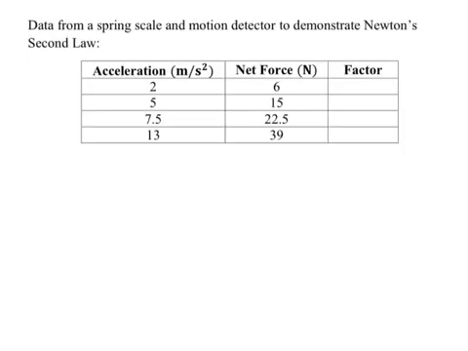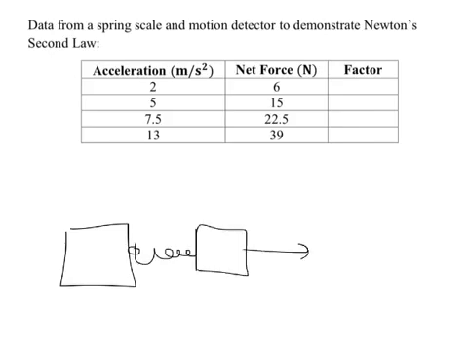So let's take a look at data from a spring scale and motion detector. Imagine we have an object and there's some sort of a hook on the end of the object. Into the hook we hook in what's called a spring scale with a reader with an output, and then we apply a force this way. So we're able to measure how much force it is, and at the same time the motion detector can measure the acceleration. So these are the values we have.